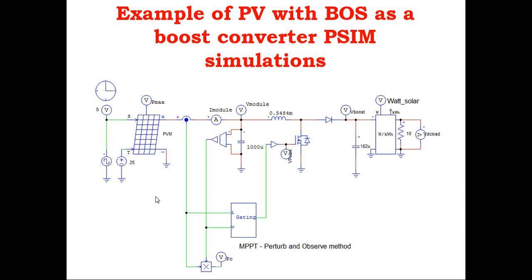The block diagram of the system is like this. This is the photovoltaic part. These are the sensor parts. This is our boost converter. Watt solar is the wattmeter, which measures the power drawn by the load, and this fourth stage is the load section.